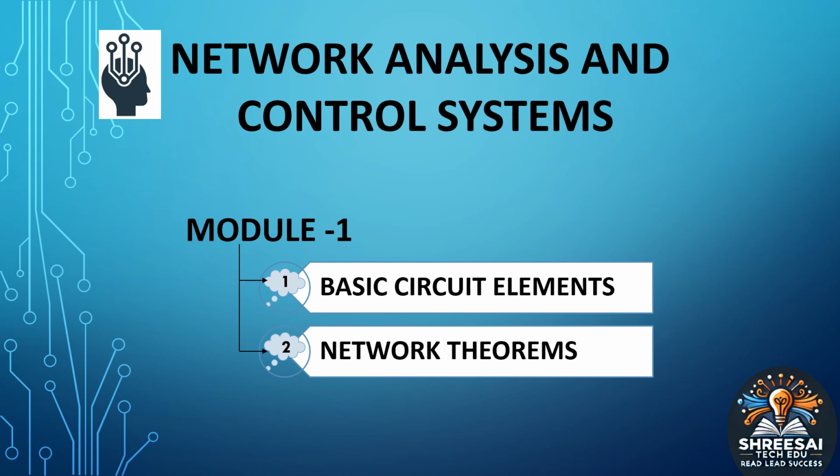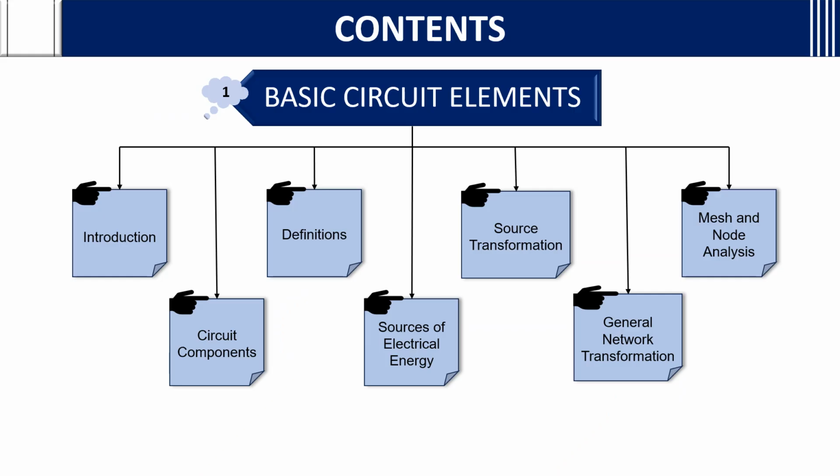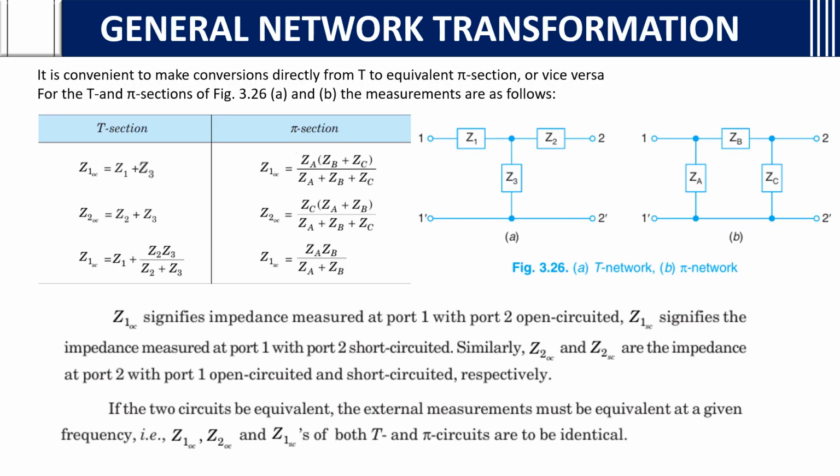We have already started with network analysis and control systems, module 1, and in that first chapter, basic circuit and elements. Today we are going to study a new topic in this chapter. We have already done the introduction, circuit components, definition, sources of electrical energy and source transformation. Today we are going to learn general network transformation. Now we are going to start with general network transformation.